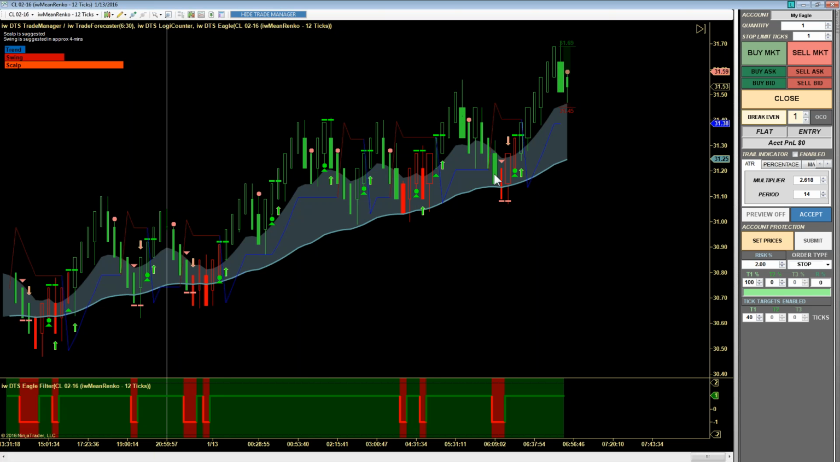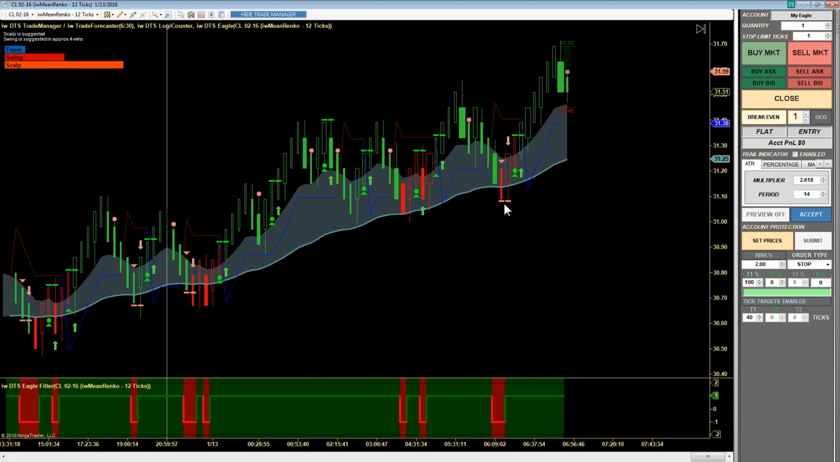The buyers have lost control and the sellers are starting to take control. This is pretty much the last stand for the buyers. If they don't take it back at this point, you can anticipate that the sellers are going to recapture the market. The cloud will cross over, you'll generate a sell signal, and the market should head lower.